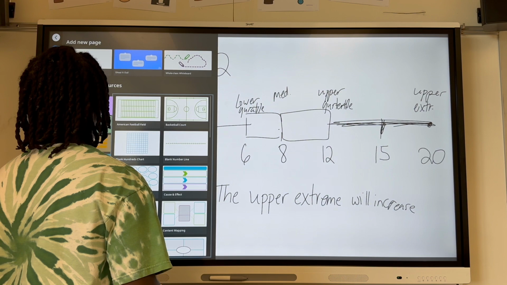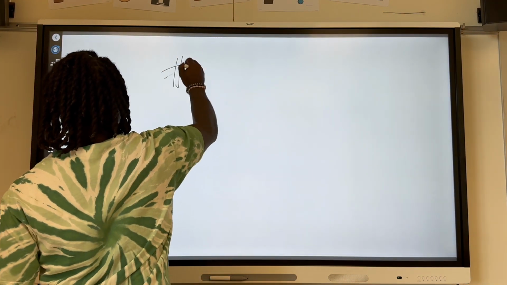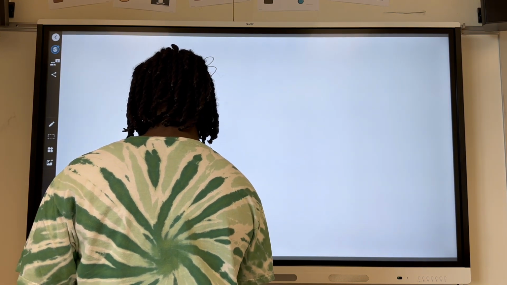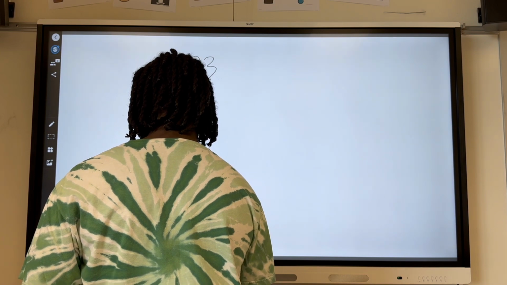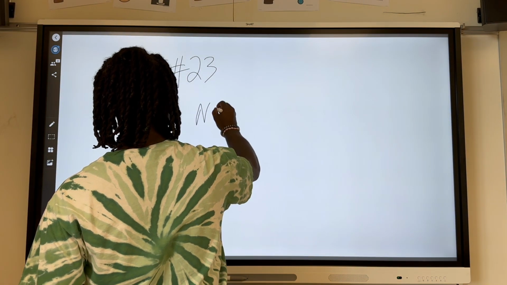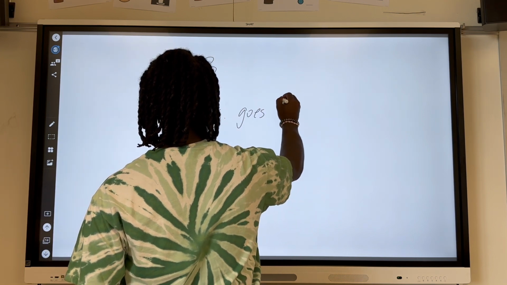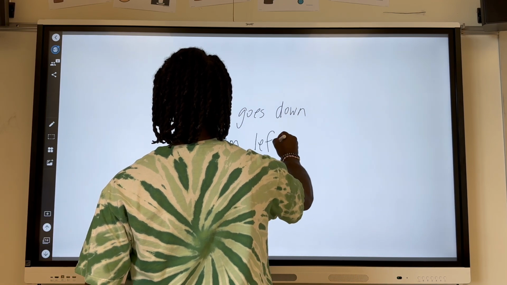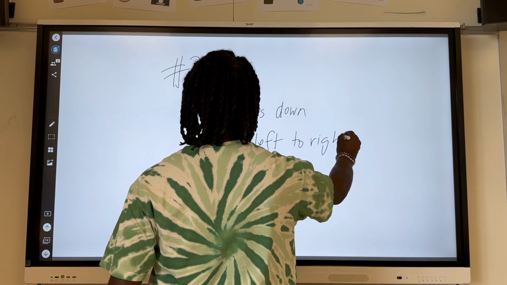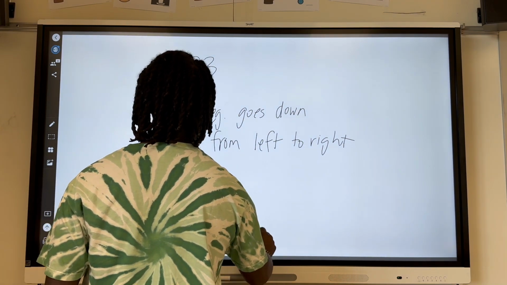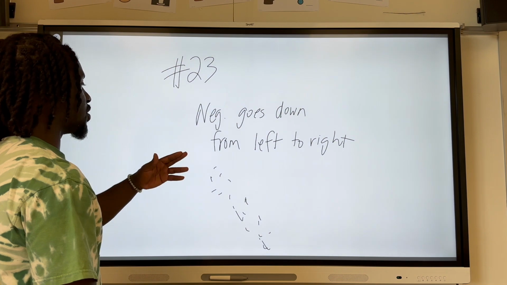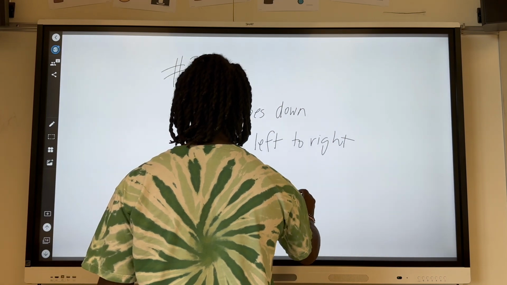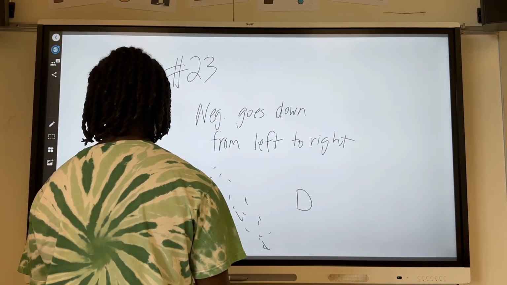All right. Moving on. Question number 23. All right. Answer to that one, it's asking which has a negative relationship. Again, negative, it goes down from left to right. So you're looking for which one is going down, which one has dots that are moving down from left to right. That is going to be the negative scatter plot. And so for this one, it is scatter plot D.